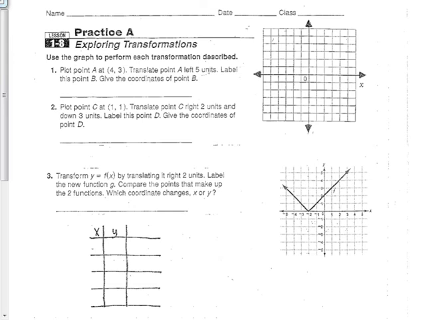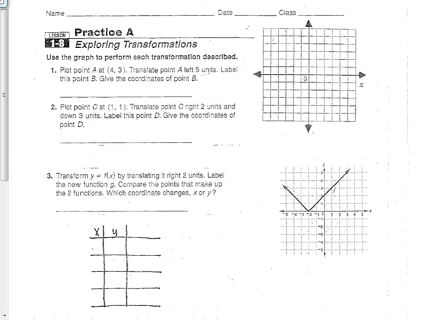We're going to take a look at exploring transformations on section 1-8. Transformations are basically just movements around the graph. We're going to be doing rigid transformations, which means we're not changing the shape of the graph. All we're doing is moving it around the graph. So we're going to take a look at what happens with a point.